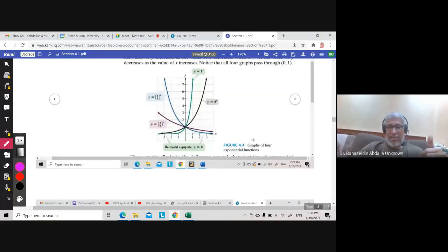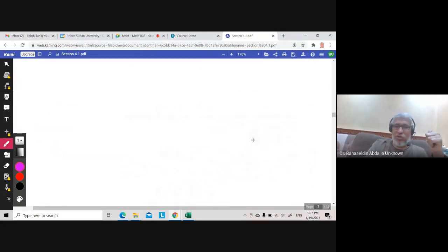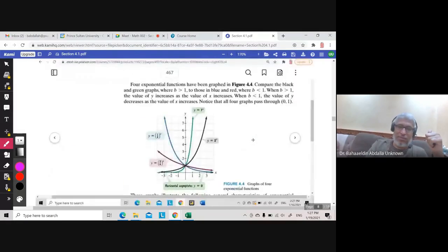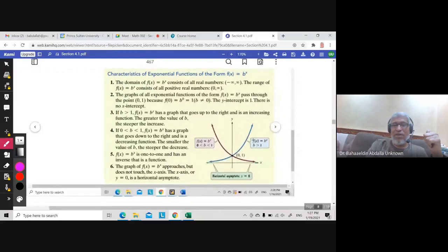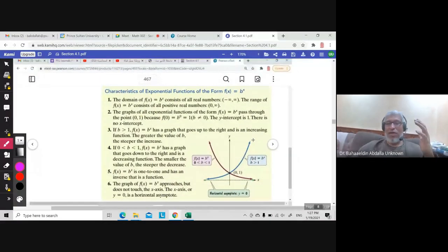In both cases, we have the point 0, 1. The y-intercept is the point 0, 1. And we have the horizontal asymptote, the line y equals 0. So here we have the characteristics of the exponential function of this form. Any function of this form has some characteristics.